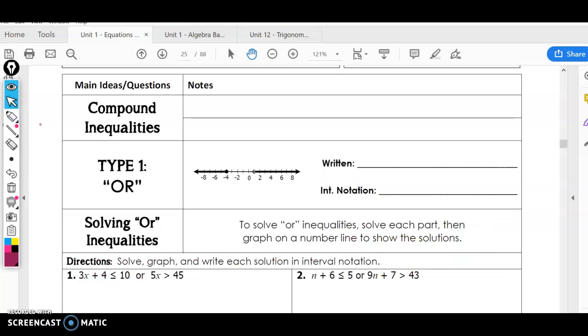We're going to get to compound inequalities. Compound inequalities are basically two inequalities in the same problem. Notice in our first example here, we have type 1, which is called an OR inequality. OR inequalities point in two different directions. Here is an example, and we're going to write this in interval notation, and we're going to write it in set builder. So let's start with interval notation.